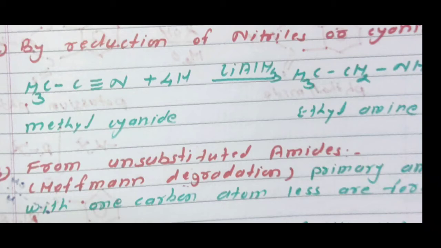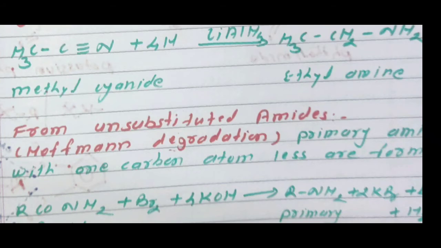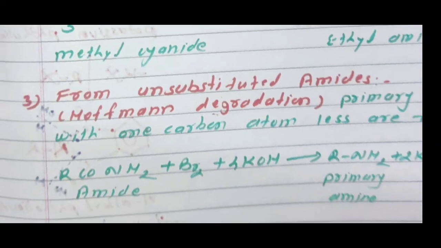Then the third method is from substituted amide, and this method is also called the Hofmann degradation method. From substituted amide, that is the Hofmann degradation method. In this method, a primary amine is formed with one carbon atom less than the starting material. Therefore, I am taking a general reaction here.